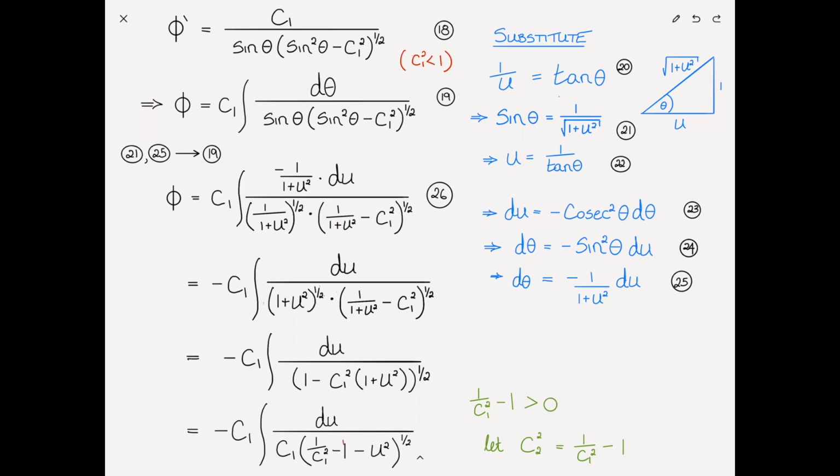So in the next step, we're going to replace this by c2 squared, and notice also that our c1s will cancel. Okay, so let's write that all on the next page. We've got that phi is equal to minus integral of du divided by square root of c2 squared minus u squared. That's equation 27. Now, why did I write it as a square root instead of the power of 1/2?